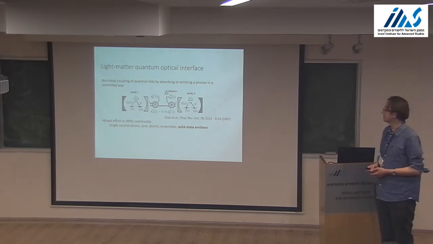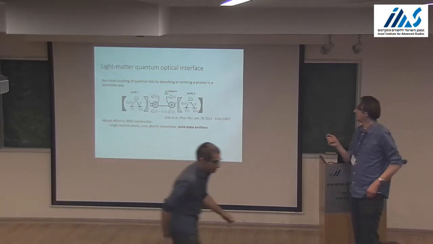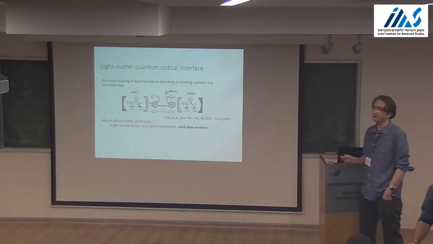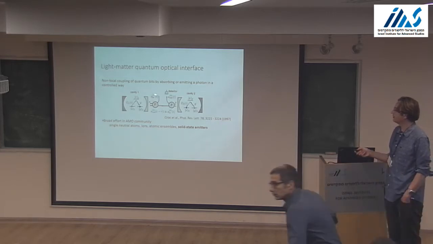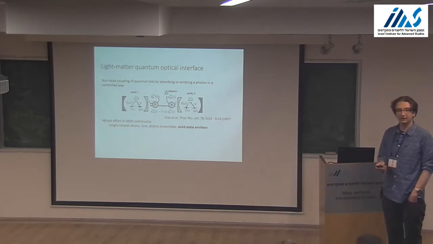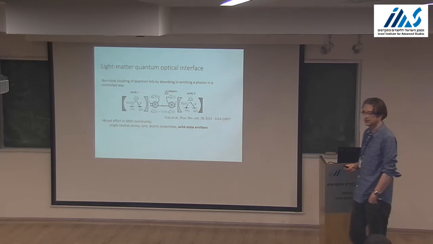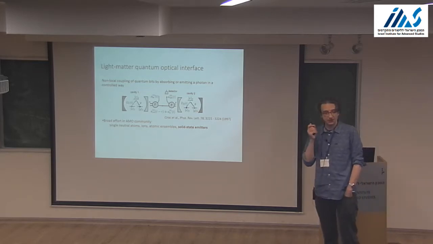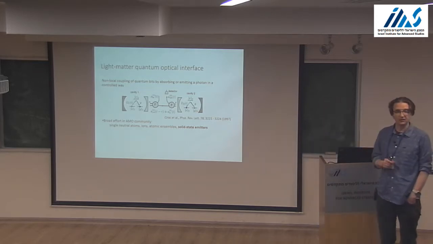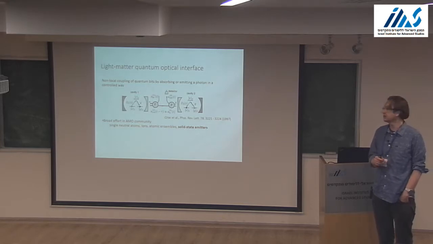and basically that creates your long-range interaction. Now, the challenge to create such an interface, where you have an efficient mapping of the state of the photon into the state of the atom, is considered to be an important experimental challenge by many communities.